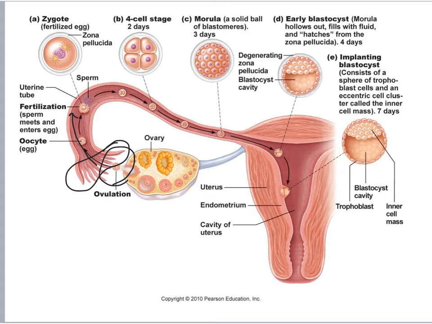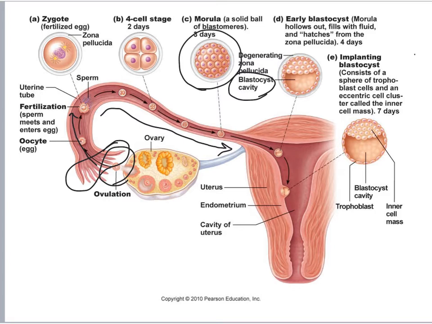We now have a zygote, and this continues to undergo cleavage as it moves down the fallopian tube until it reaches the uterus. Now remember, we have a few stages. After about 3 days, we call it a morula, a solid ball of cells. And when it reaches the uterus after 4 or 5 days, we call this a blastula or a blastocyst. This has a blastocyst cavity or a blastocele, this space inside of it.